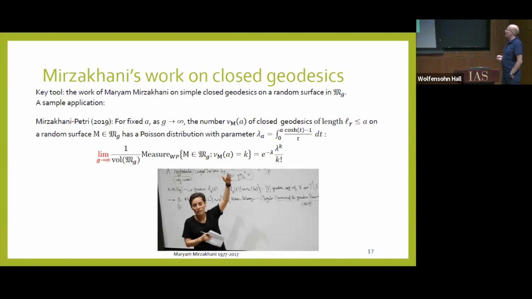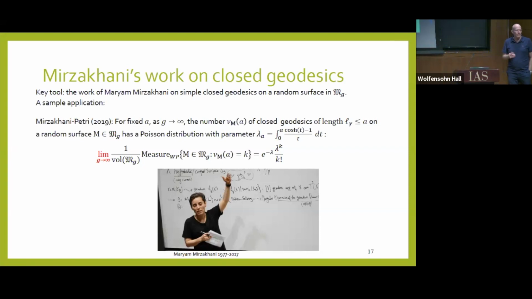Here's a nice example. You take a surface of genus 2 and count how many closed geodesics there are of length less than 10. So that gives you a statistic, right? For each surface, you get this number. It's a random variable on this moduli space of surfaces. And you can ask what is the distribution of this random variable, the number of closed geodesics of length at most 10. She and Brown-Petrie prove that this random variable has a Poisson distribution in the large genus limit, with a parameter which depends on the cutoff 10. So this is the kind of result that the theory is capable of producing.